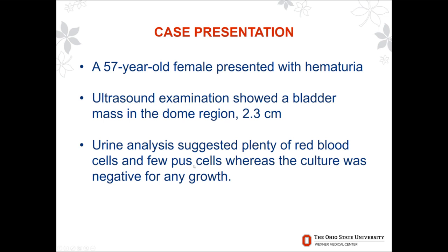The second case I want to present to you is a 57-year-old with hematuria. Ultrasound showed a bladder mass in the dome region, about 2.5 centimeters, and urinalysis showed a lot of blood cells, few pus cells, and all the cultures were negative for any growth.